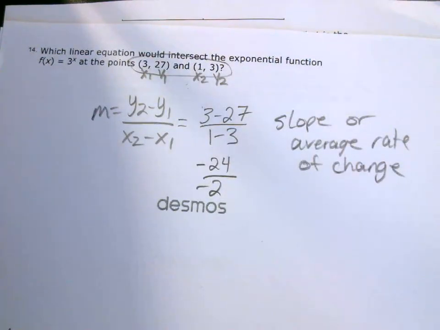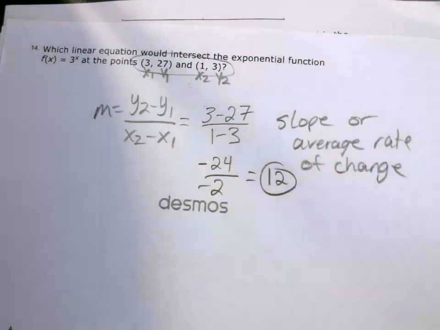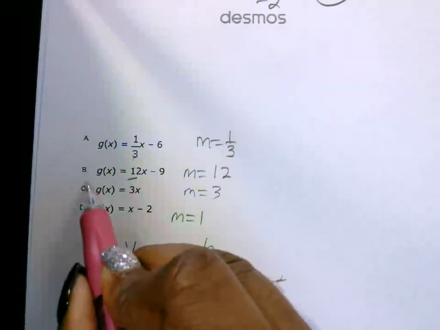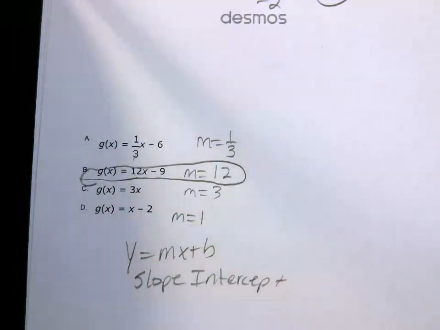So now let's divide. What is negative 24 divided by a negative 2? Positive 12. Which one of those has a positive 12 slope? B did. Do you see that? B had a positive 12 as slope. So this would be your answer. And we didn't even have to find B, okay? Because we already found the slope. All the slopes are different, so that has to be the answer.